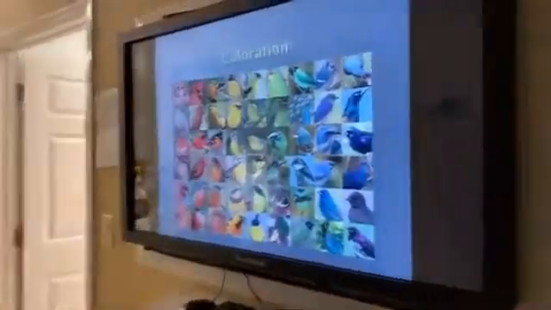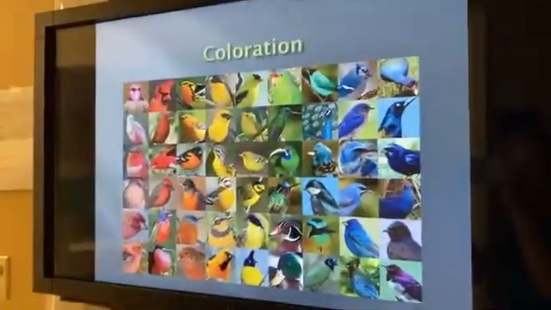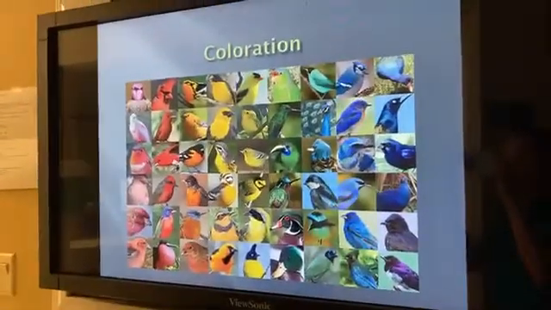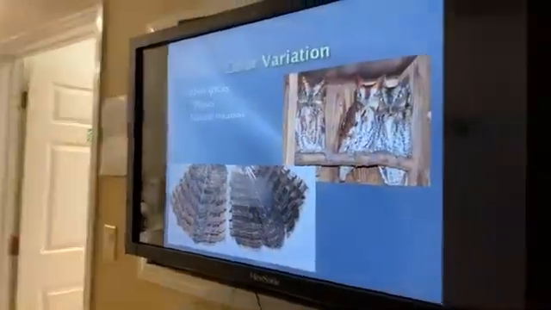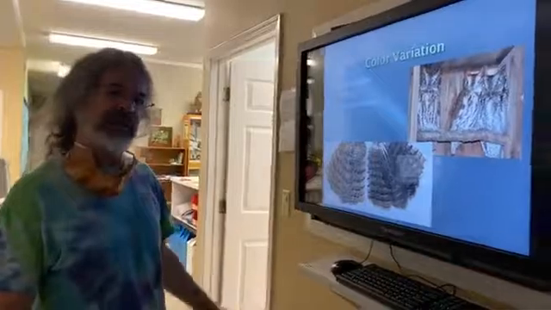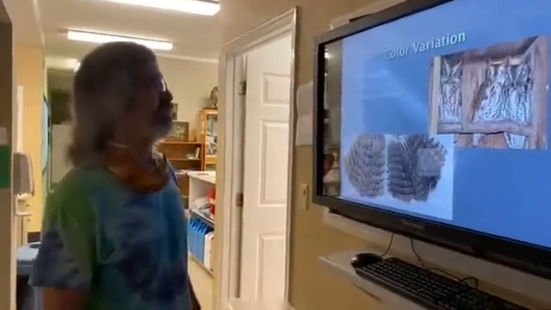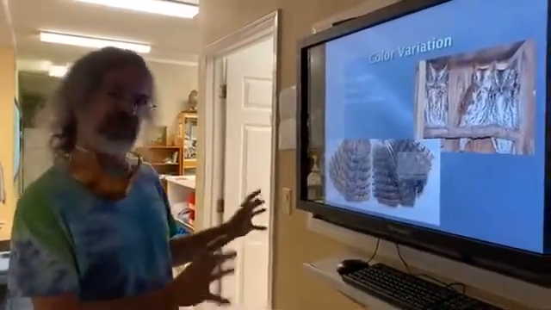So here's just an example of all the different colors that birds can make, which is just amazing. Of course, in most raptors, you don't find that many bright colors. There are some exceptions, like kestrels are pretty bright, for instance, but most of them are more earth tones. They try to blend in.